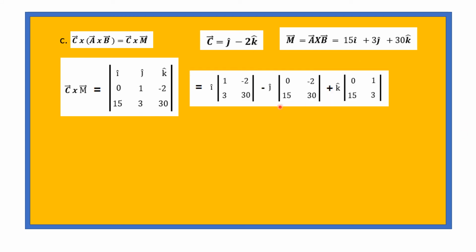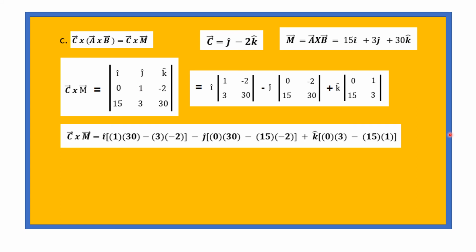Then we have I hat, and we remove this row and column. Again, remember the process. What remains are 1 and 3, and minus 2 and 30. Then followed by minus J hat, so we remove the column of 1 and 3. We have 0, 15, minus 2 and 30. Then plus K hat, so we remove this column, and we have only 0, 15, and 1, 3. Then we multiply.